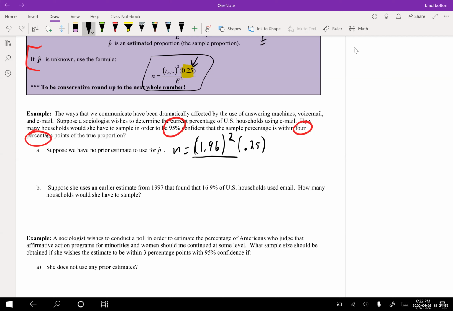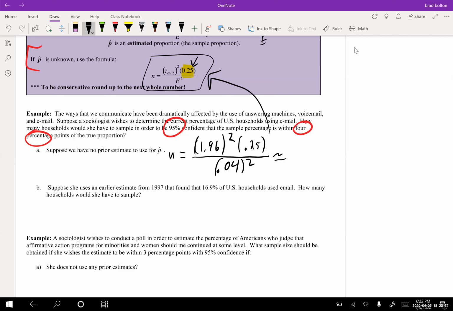So we're once again just using the formula that was given. Let me make this a little bit nicer, you guys. And then we're going to use our error. But what's our error? Well, right here, I'm reading, how many households would she have to sample in order to be 95% confident that the sample percentage is within 4 percentage points of the true proportion. So we don't know the true proportion, but we want to be within 4 percentage points plus or minus. We don't really care which way, we don't care the exact value, but we want to be within 4%. So our error is given to us as 4%, and we square it. So I'm just following the formula. You guys understand? I'm just getting that from this formula right here.